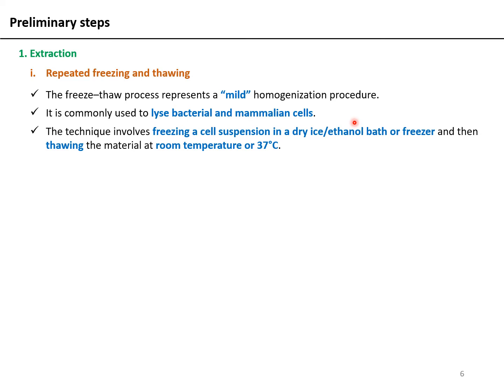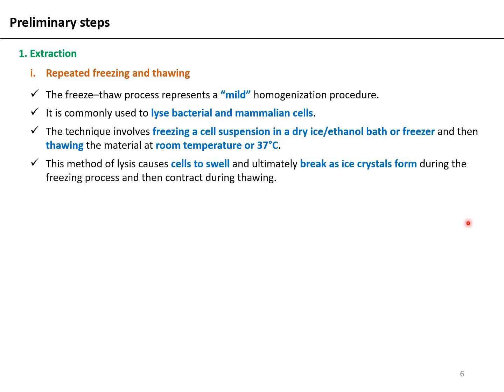The technique involves freezing a cell suspension in either a dry ice or ethanol bath or freezer, and then thawing the material at room temperature or 37 degrees Celsius. This method of lysis causes the cells to swell and ultimately break as ice crystals form during the freezing process and then contract during thawing. So this is very similar to what we observe when rocks are broken down as a result of this repeated freezing and thawing.